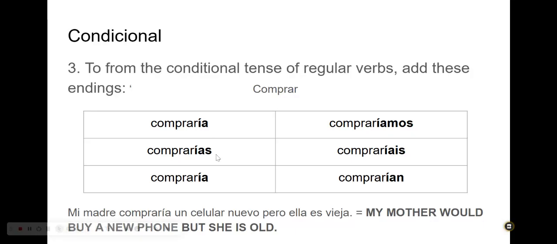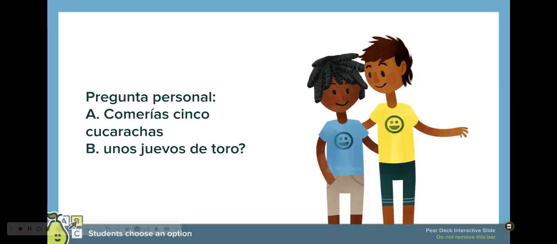Compraría, I would buy. Comprarías, you would buy. Compraría, he or she would buy. Compraríamos, we all would, or we would buy. And then comprarían would be like you all would buy or they would buy. So mi madre compraría un celular nuevo, pero ella es vieja. My mother would buy a new phone, but she's very old. Notice there's a condition attached to that. Okay, would you rather? This is a would you rather question. So if you can figure it out, you let me know. Just a little something for you.